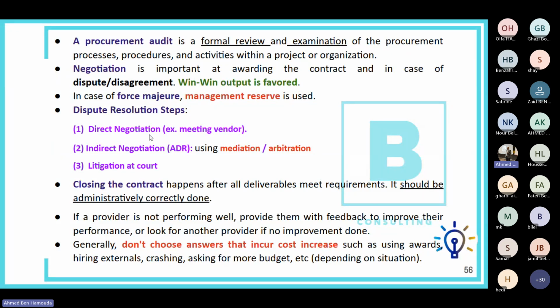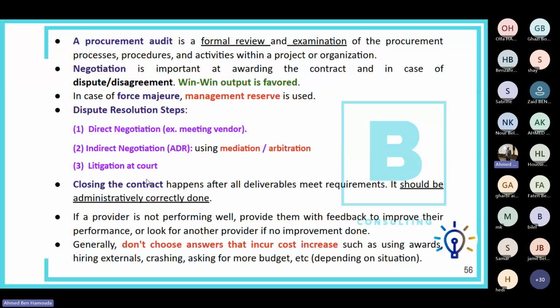The steps for resolving disputes. First of all, think of a direct negotiation, direct communication, meeting the vendor. That's more of a confronting style, actually. Otherwise, go for indirect negotiation. That's called alternative dispute resolution, ADR, such as using mediation or arbitration, and this is a form of collaboration. Our final resort will be to go to court as a last step.